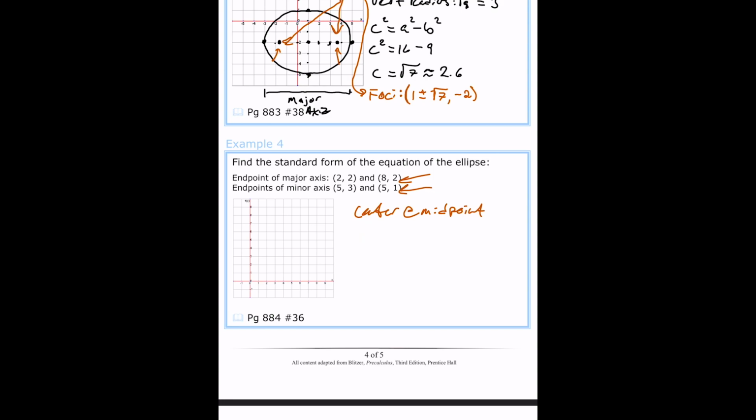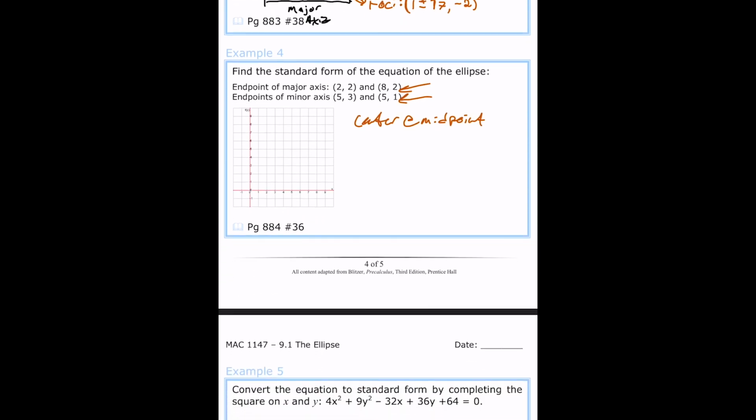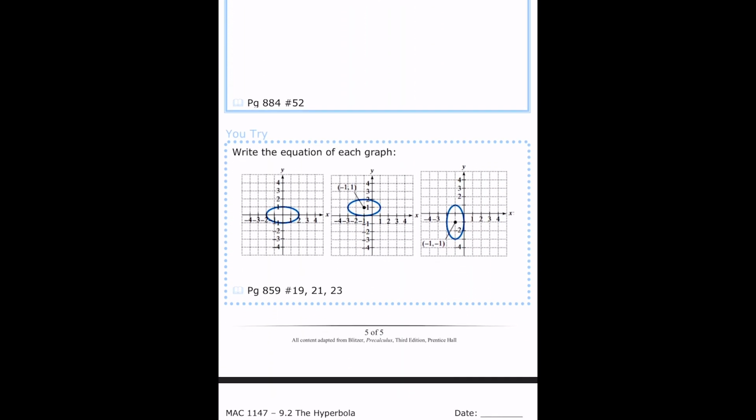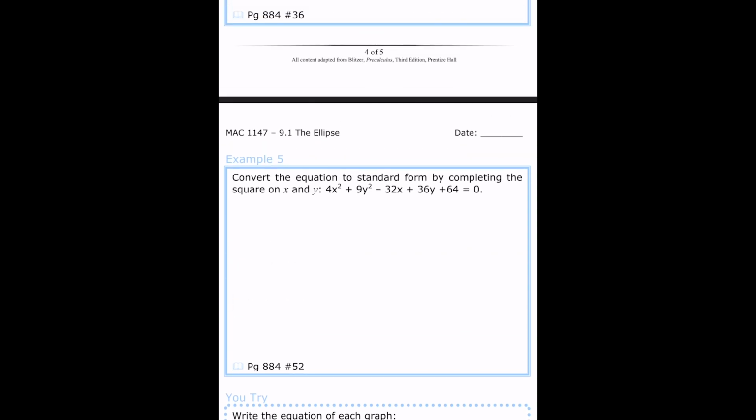The center will be located at the midpoint of either one of those axes, both of them in fact, and then once you've got that picture, you can figure out your A value and your B value, and from there you can find your C value, which is the distance from the center to the foci. And lastly, is it lastly? Well, pretty close for this section.